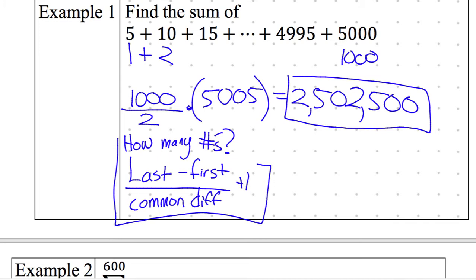This formula, we should also star in our notes. To find the number of numbers, do last minus first, divide by common difference, then add 1. Always add 1. I'm bad at doing stars. We just talked about it.